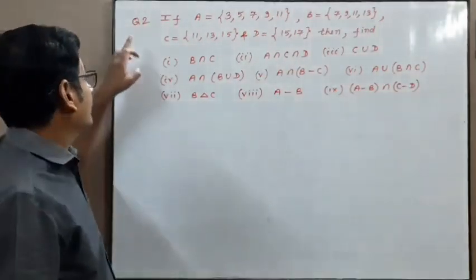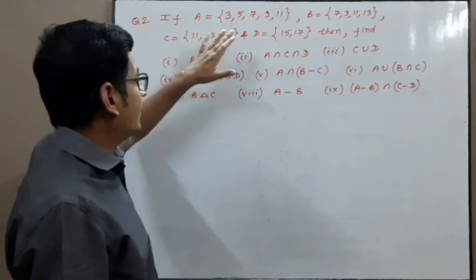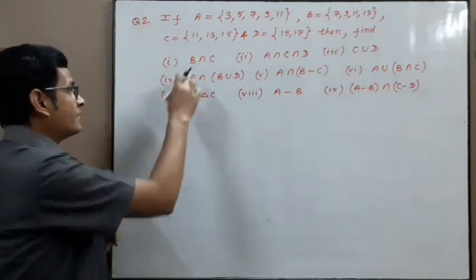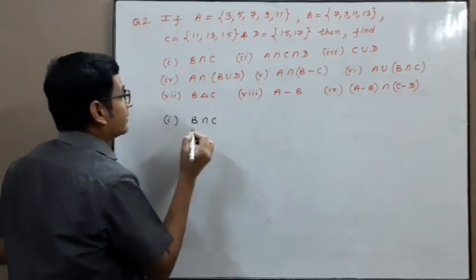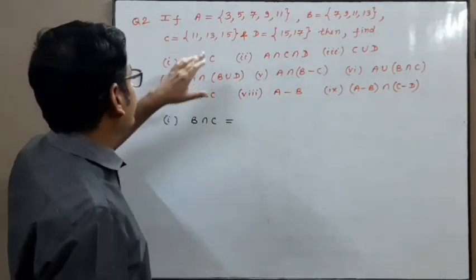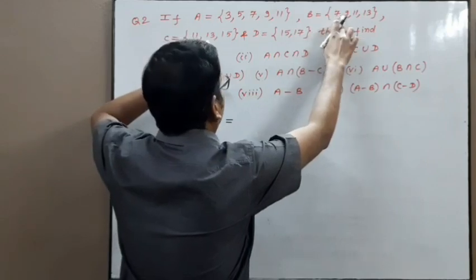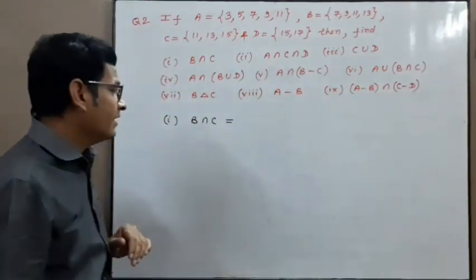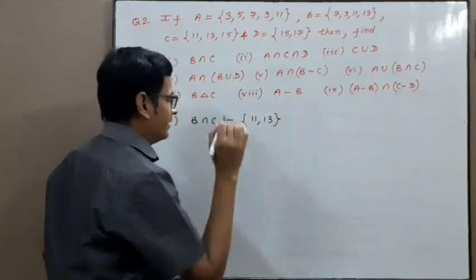Next problem. If A equal to this, B equal to this, C equal to this and D equal to this, then find the following; there are 9 parts. So first part, B intersection C is equal to, means the common elements between B and C. This is set C and this is set B. Now check, there is no 7. Now 9, no, 11 and 13. There are two common elements, 11 and 13. So B intersection C equals {11, 13}.